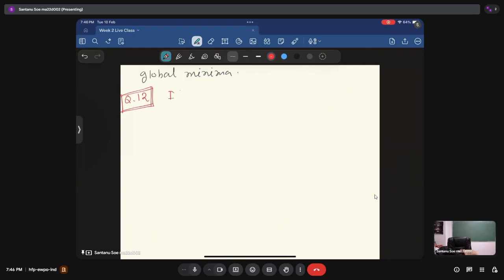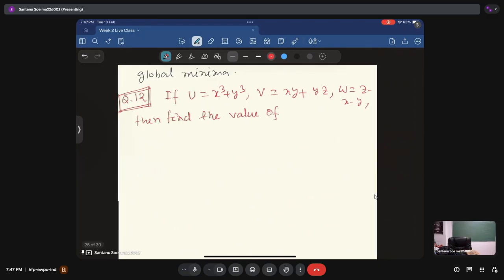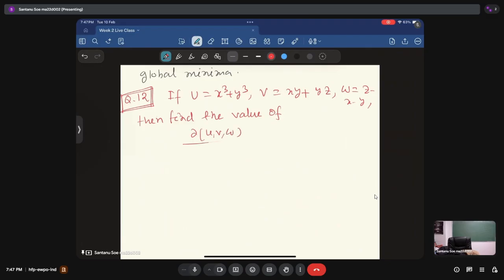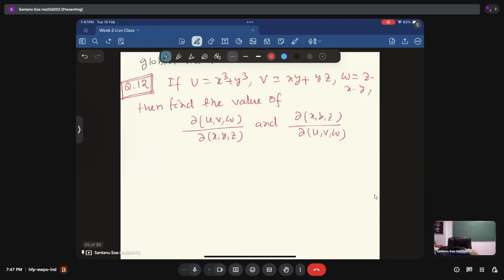Okay, if u equals x cube plus y cube, v equals xy plus yz, and w equals z minus x minus y, then find the value of del(u,v,w) divided by del(x,y,z) and del(x,y,z) divided by del(u,v,w). Okay, so solution.